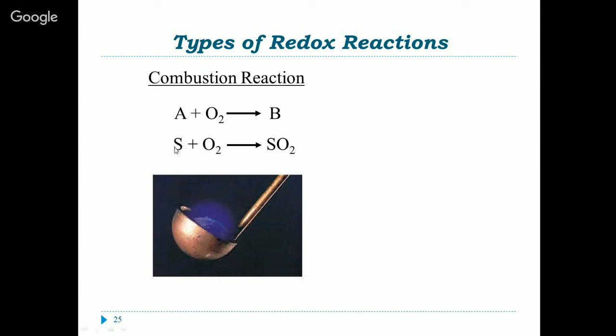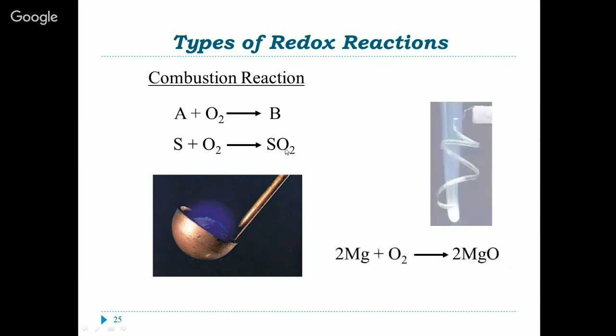Sulfur starts at a 0, it's by itself. Oxygen, diatomic state, its element, starts as a 0. Oxygen ends as a -2. So sulfur ends as a +4 because 2 times -2 is -4, so +4 has to balance that out. Sulfur was oxidized and oxygen was reduced.